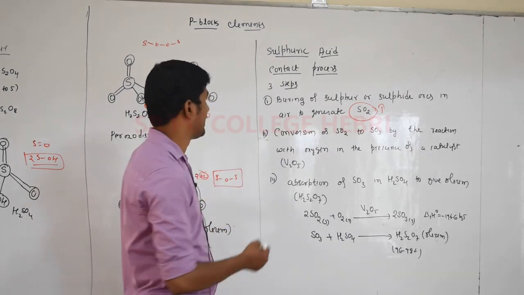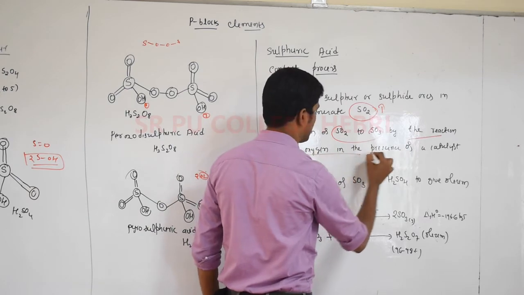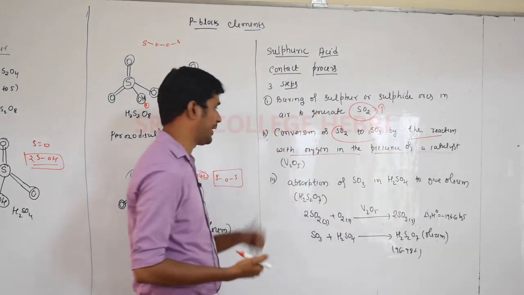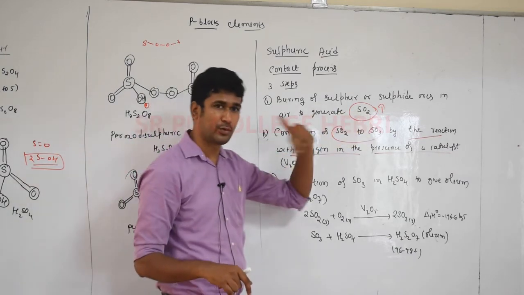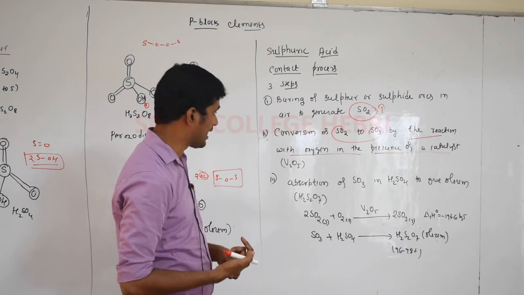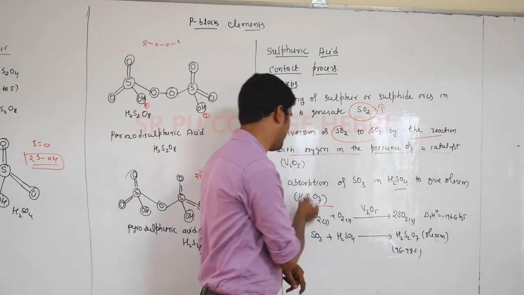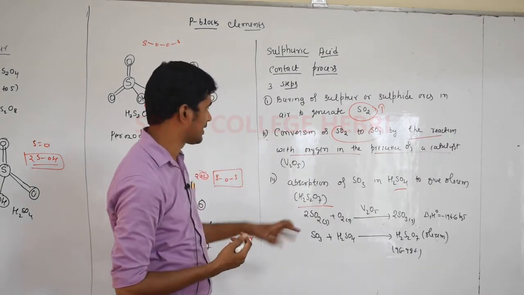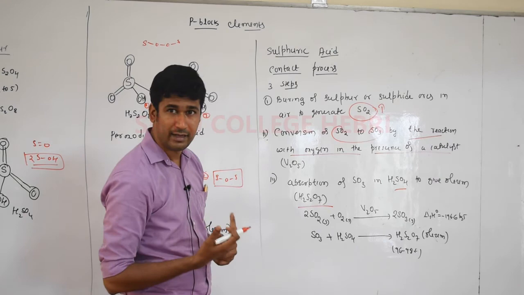Step number 2, conversion of SO2 to SO3 by the reaction with oxygen in the presence of a catalyst, vanadium pentoxide. So this is the second important step, conversion of SO2 to SO3 in the presence of what? Vanadium pentoxide. The last one, absorption of SO3 in H2SO4 to give oleum, H2S2O7. Understood? SO3 is absorbed in H2SO4.